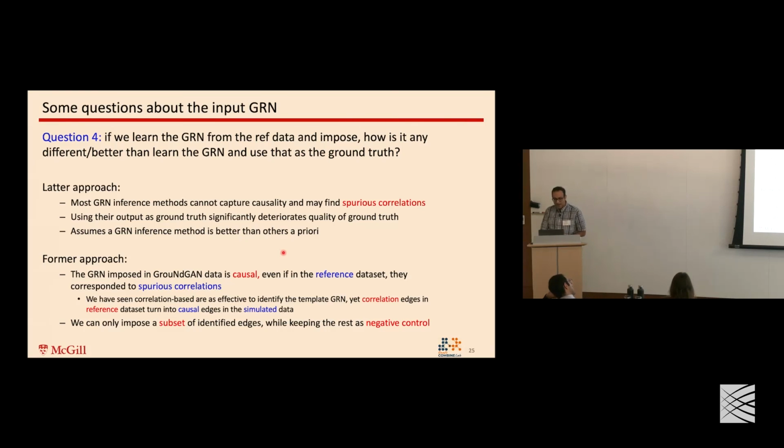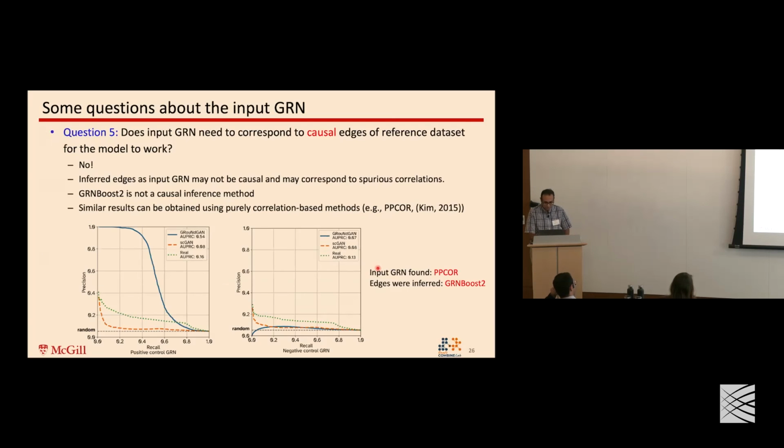The other important factor is that we don't have to impose the whole GRN that we are finding in the data. As we saw in the controlled experiment we did, a very good practice is to keep some of the edges that were present in the original reference data set as a control and only impose a subset of the edges to then look at the difference between the behavior of the models on these. And this is the approach that, for example, we did and we recommend.